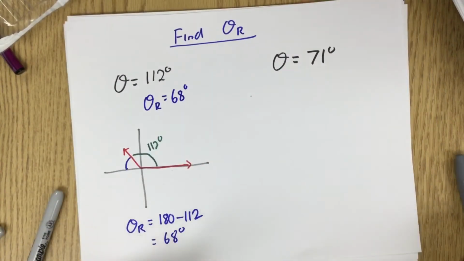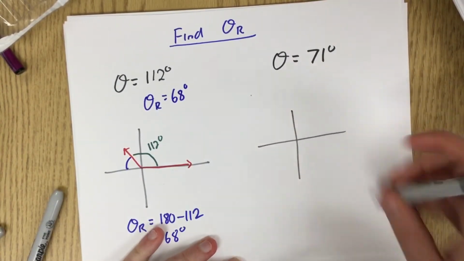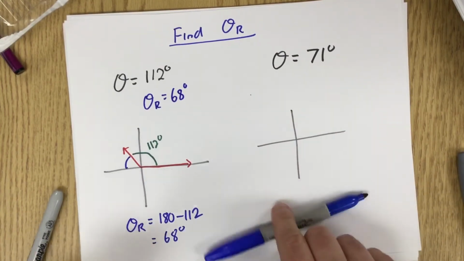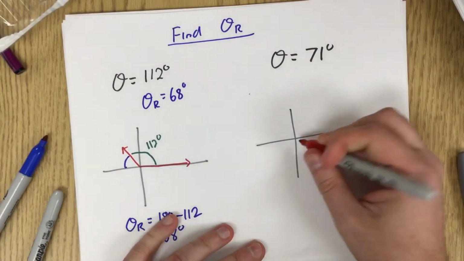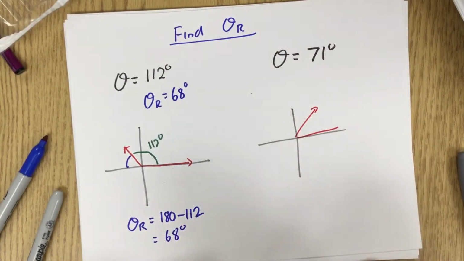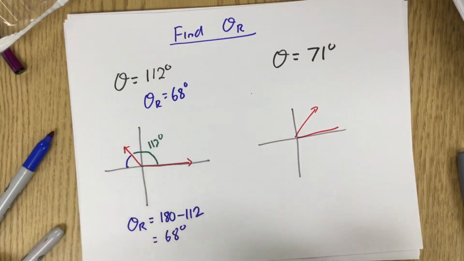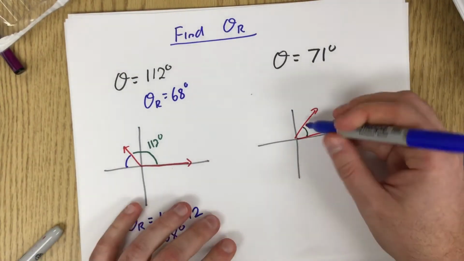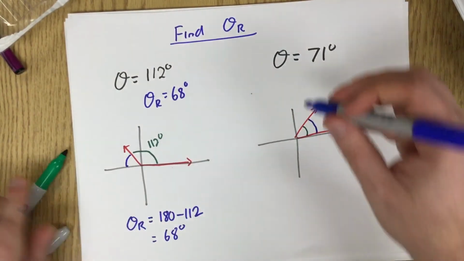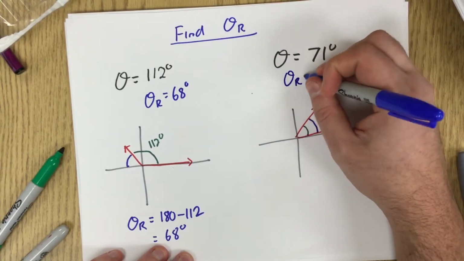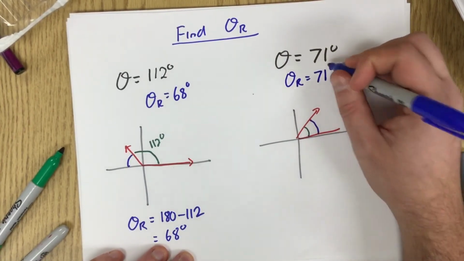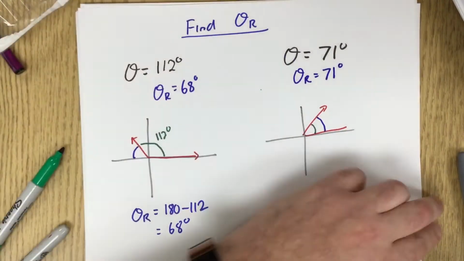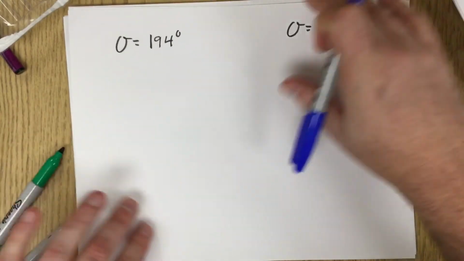If it's 71, well, that's not that exciting. That's in the first quadrant, which means the angle and the related acute angle are just the same thing. So for this one over here, the related acute angle would just be 71 degrees. Not too thrilling at all, but important to know nonetheless.